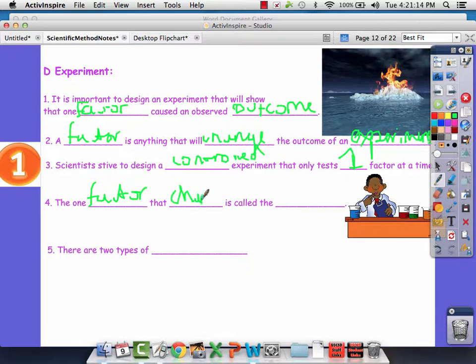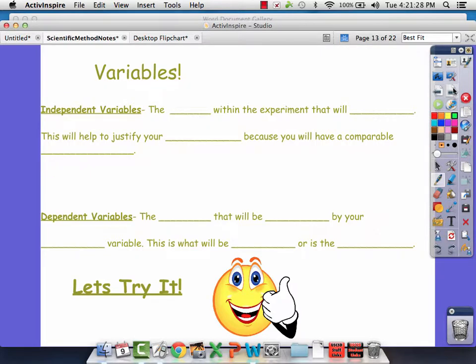The one factor that changes is called the variable. And we have two types of variables. Sorry, my pen tool isn't working very well. And those two factors, those two variables, are the independent and dependent variable. The independent variable is the factor within the experiment that will change. We've gone over this a lot, but I want to make sure that we all understand that the independent variable is the one that changes. This will justify your hypothesis because you will have comparable observations.